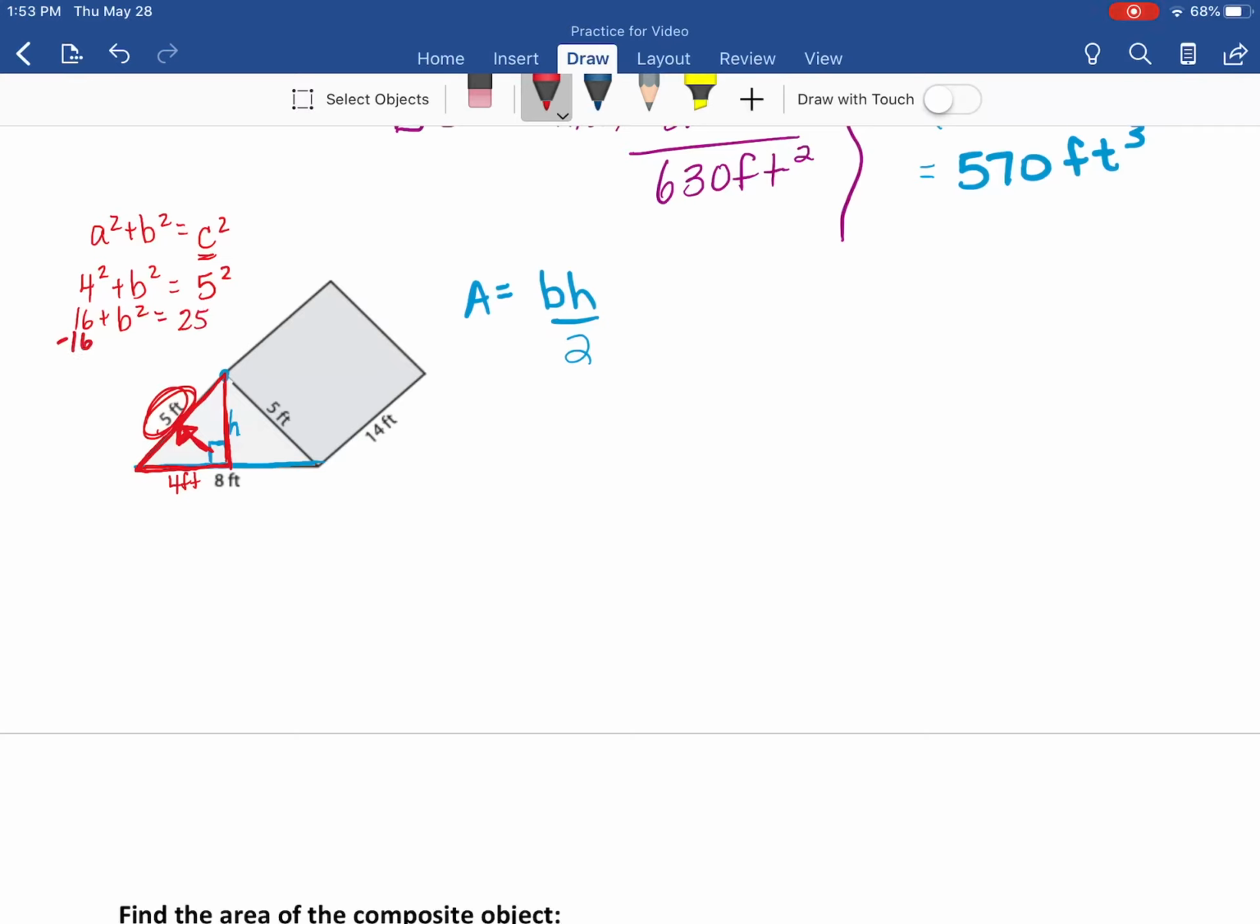I'm going to subtract 16 from both sides. See how much we use solving equations, grade 9s? Solving equations needs to be something you're just comfortable with. 25 minus 16 is 9. And then the opposite of something squared is square root. That gives me just b. What I do to one side, I have to do to the other. The square root of 9 is 3. So our height here is 3 feet.